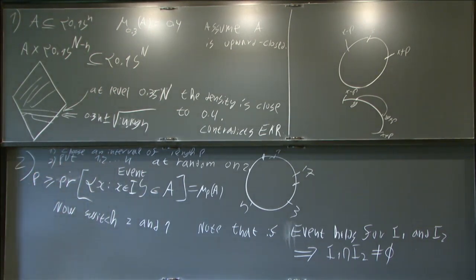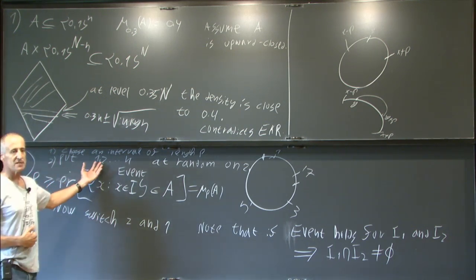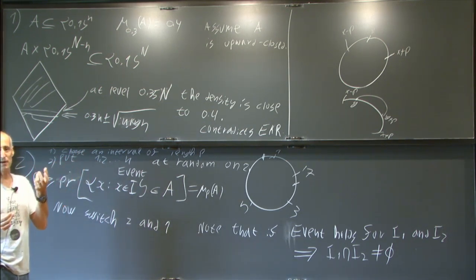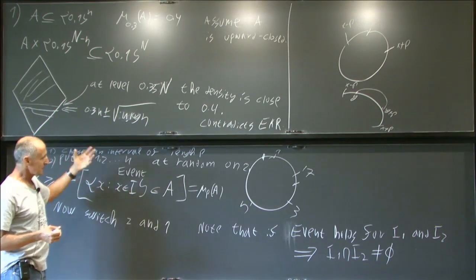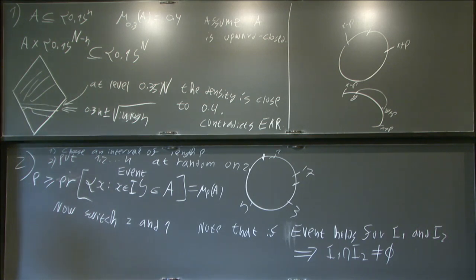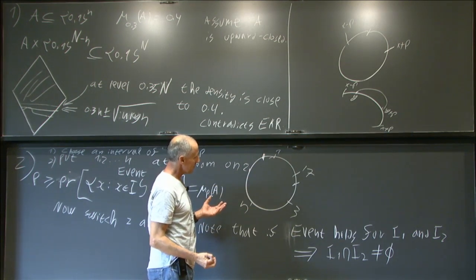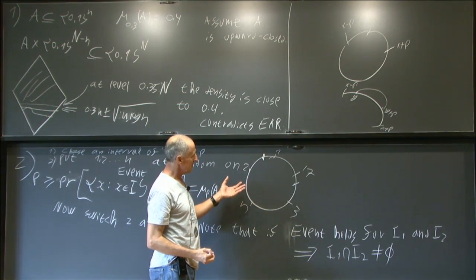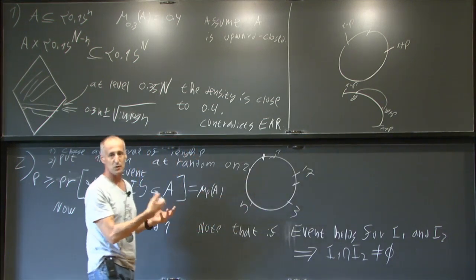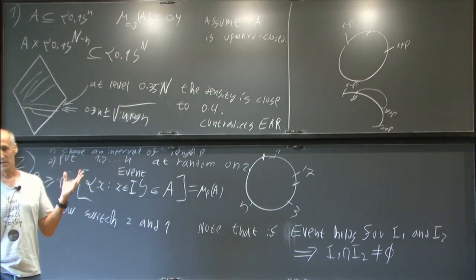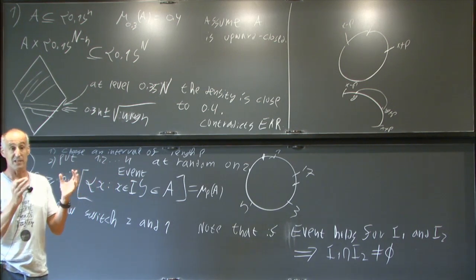OK, so that was proof number 2. So what do we learn from proof number 2? That you can, in some sense, partition the space into parts such that in each part the measure of your family is at most p. So we can think of all possible cyclical orders. For each cyclical order, the measure of your family is at most p. So we're dividing our world into parts, and in each part it's at most p.